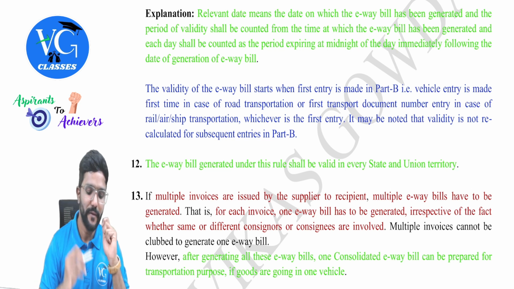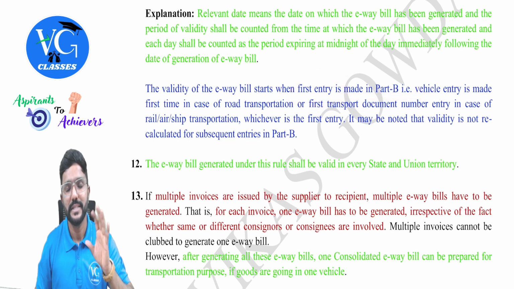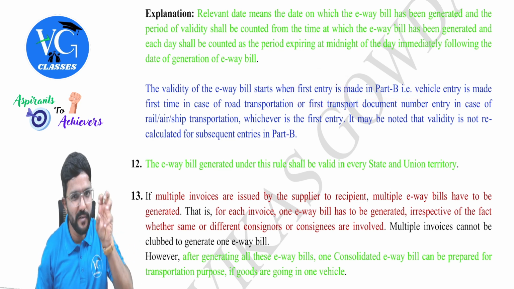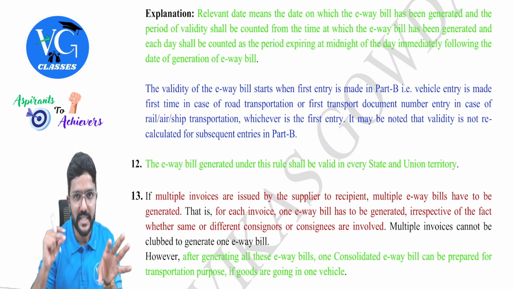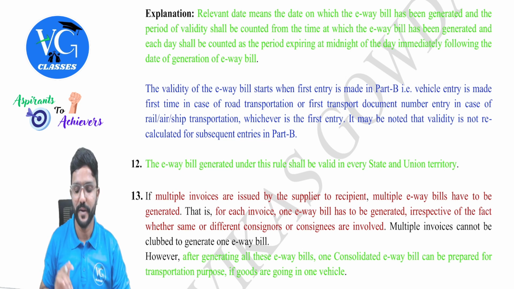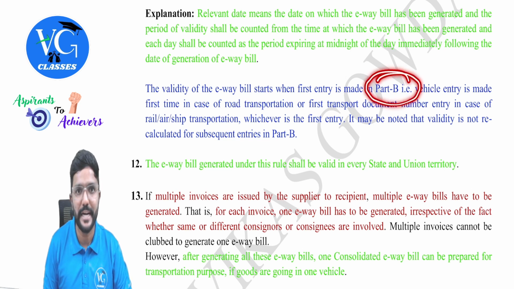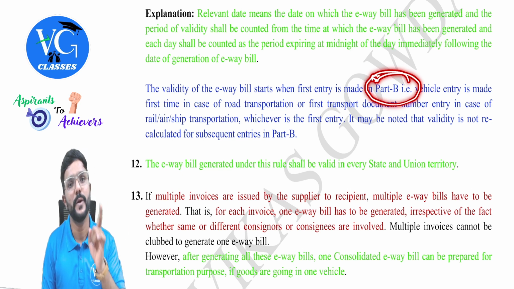Yes, sir. The validity of e-way bill starts when the first entry is made in part B. Say actual validity will not start, only we will lock that time. But the first day will start from when? 12 a.m. of next day. Okay. So the validity period will start actually once you have given the part B details. But will the first day itself start from there? No, no. We will lock that time and date. The first day will start from 12 a.m.